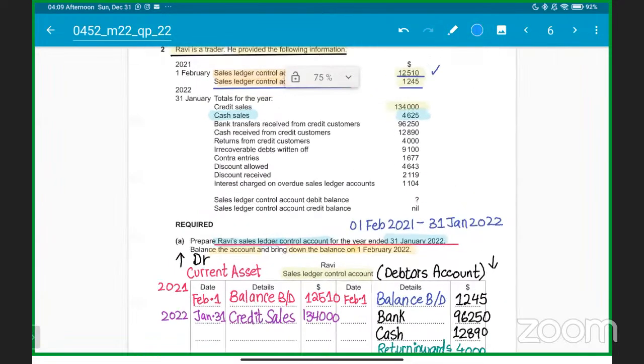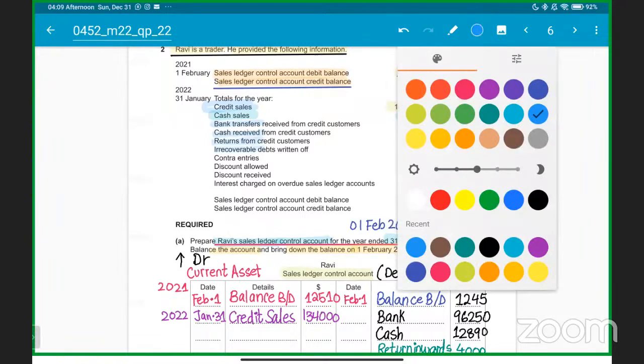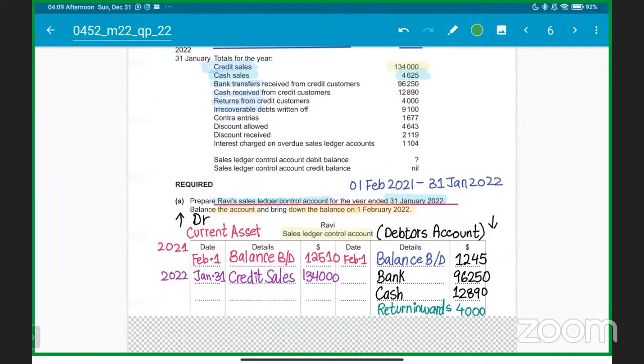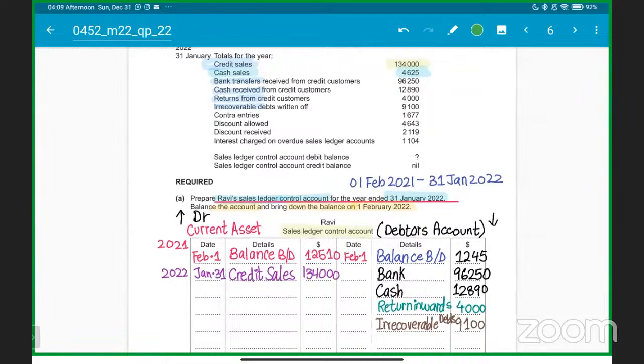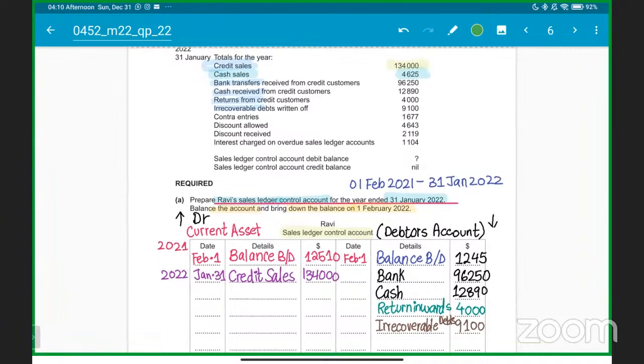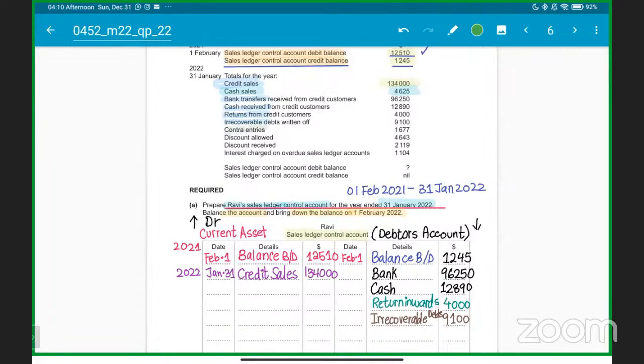So let's quickly mark it out. Sir, we have done credit sales. We have done bank transfers. We have cash received, returns, irrecoverable debts. All of them are done. Got it with me, clear? Guys, move forward, right? Anything you want to discuss here? Next is, can I get a response? Everyone getting it clear? Let me know any questions, so I will help you out now. Clear. Okay. Then we have contra entries.